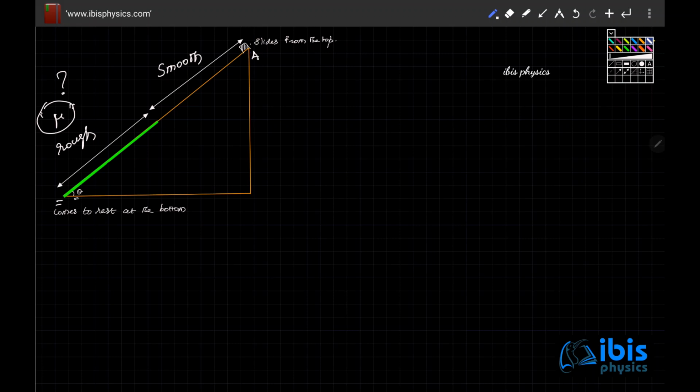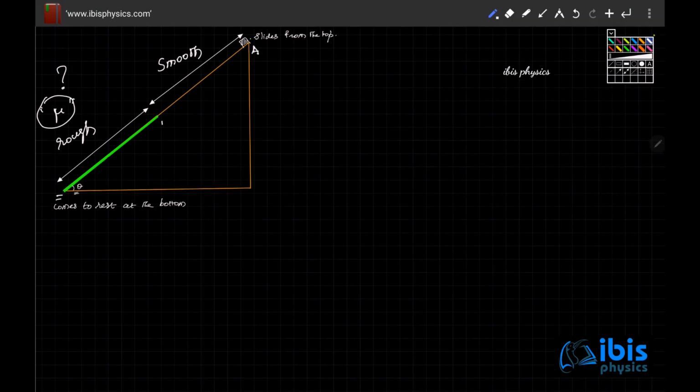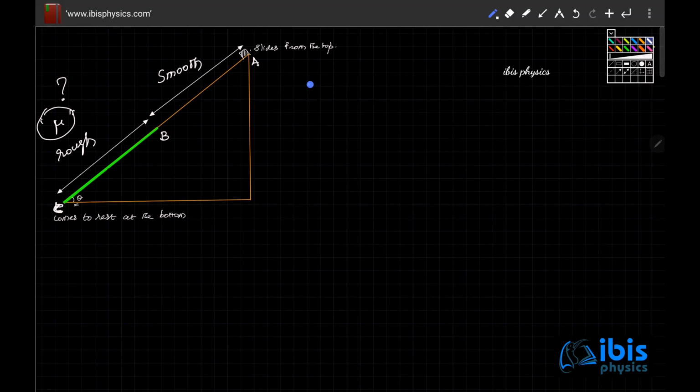This is the beginning of the journey, let's say A, and here is where the smooth incline ends, let me call it B, and at the bottom, let me call it C. The object starts with 0 velocity at A and goes to B. By the time it reaches B, the velocity is not 0. Some velocity it picks up, let us call it V. And from there it slows down. At C, its velocity comes to 0.